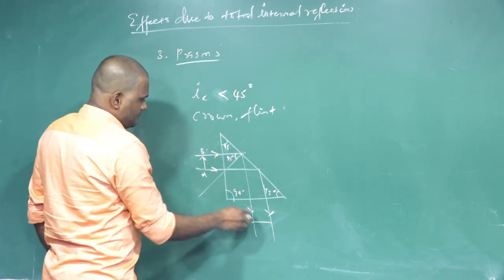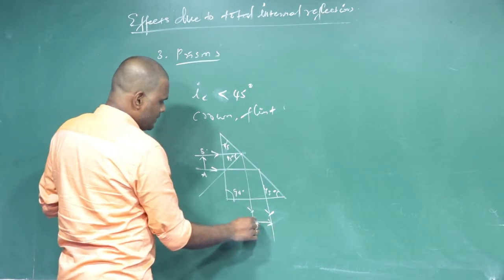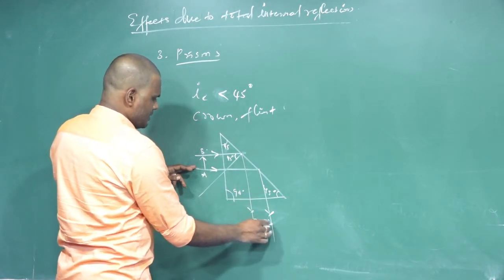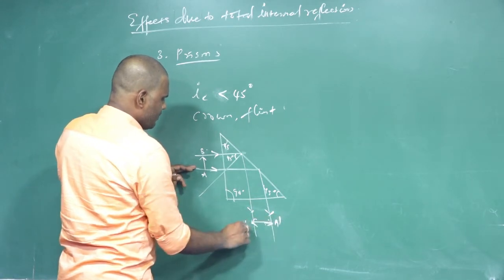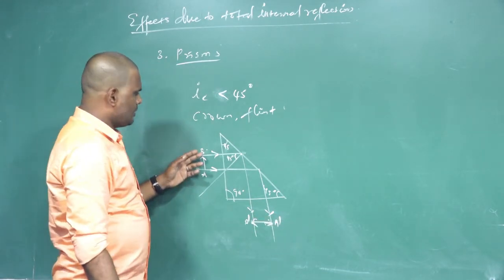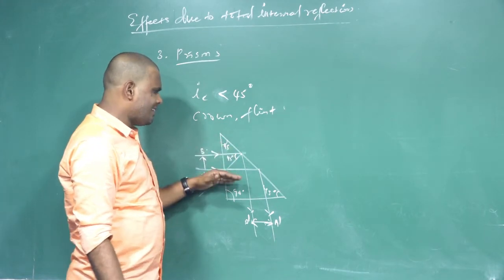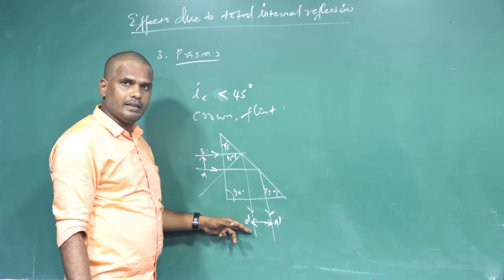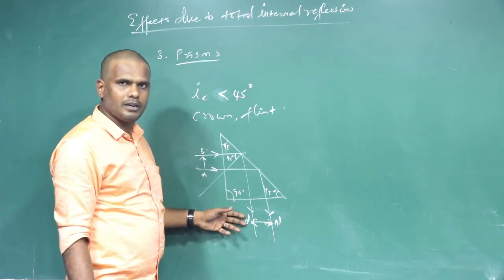So the image will be obtained like this. Where is it? It will be inverted. So this is A prime, B prime. So the light radiation is reflected through an angle of 90 degree on the basis of total internal reflection.